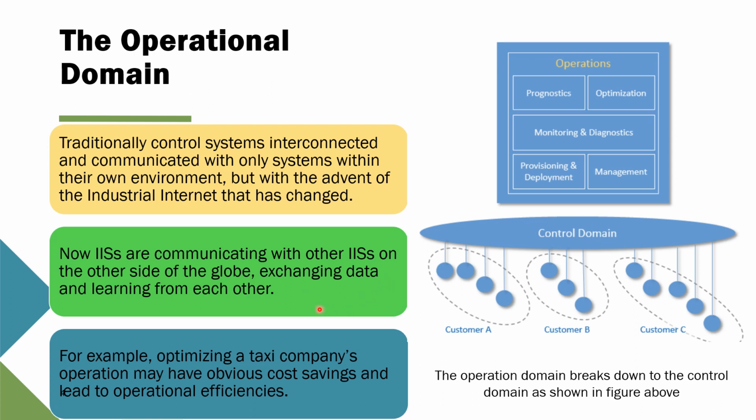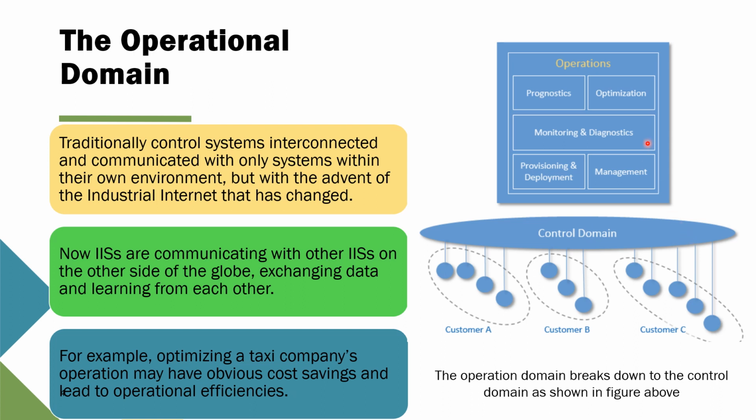An example we can see is optimizing a taxi company's operation through cost saving, leading to operational efficiencies and so on. This can be done by connecting to other IIS. This happens through the operational domain, so we can break through to the customers through this operational domain.